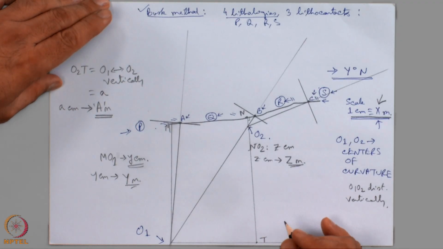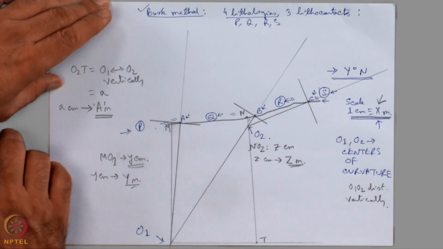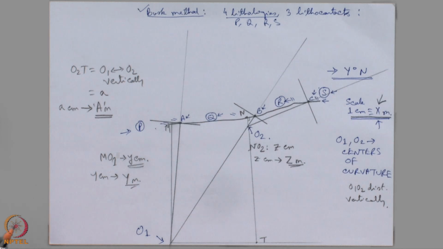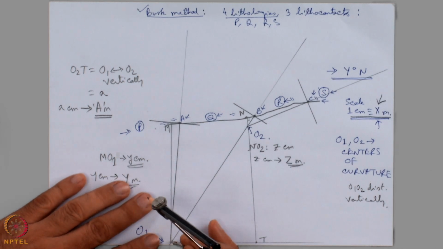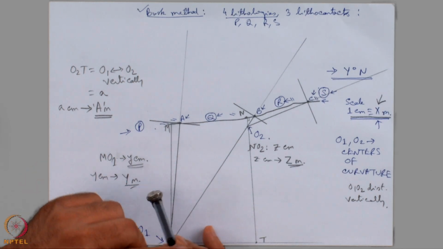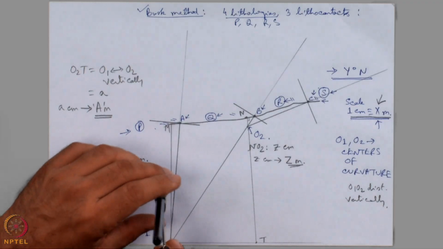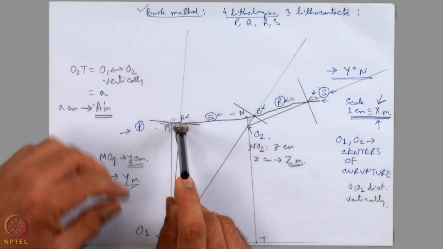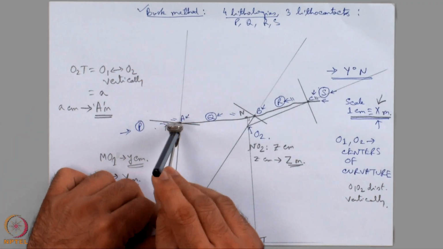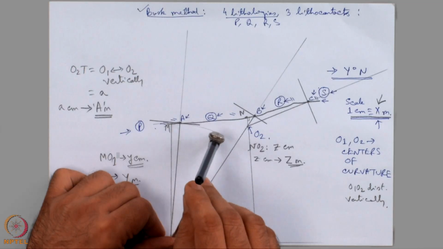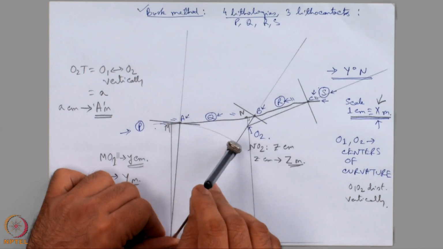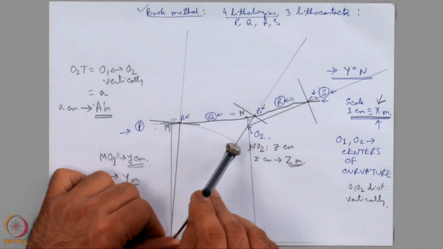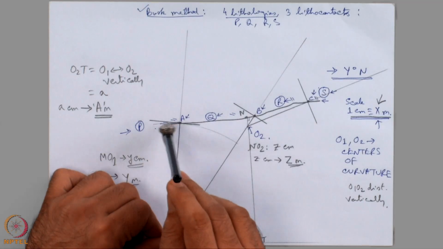Now, let us get back into extrapolating the fold geometry. The initial process is the same. Taking O1 as the center, I take this OA distance as the radius and draw a circular arc, but ensure that it ends over here. At this point it ends.